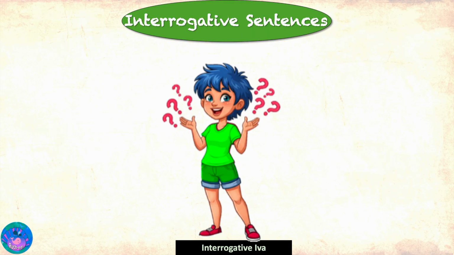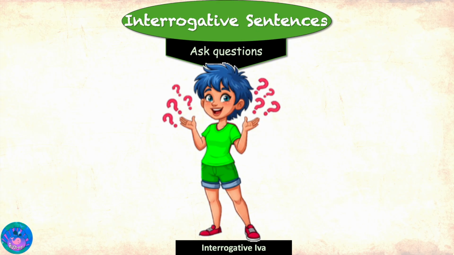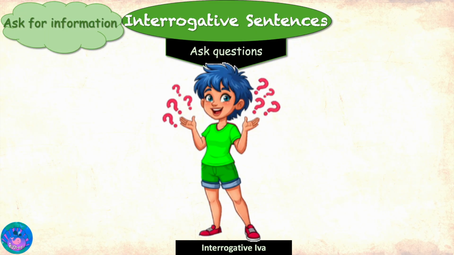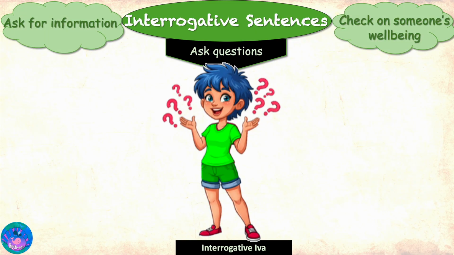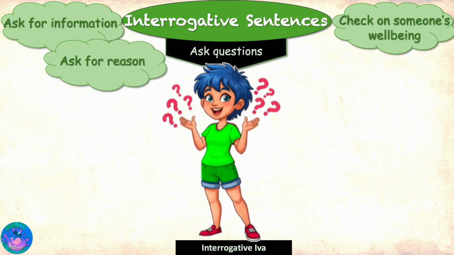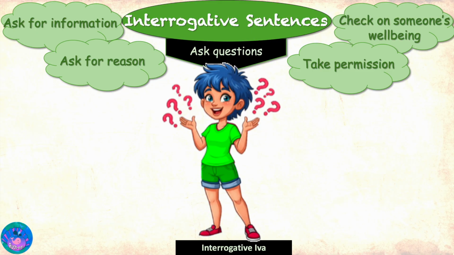Hi there, I'm Eva and I represent interrogative sentences. Did you know that the purpose of interrogative sentences is to ask questions? They ask questions to get information, to check on someone's well-being, ask for a reason for something, and also to take permission. Would you like to see some examples of interrogative sentences?